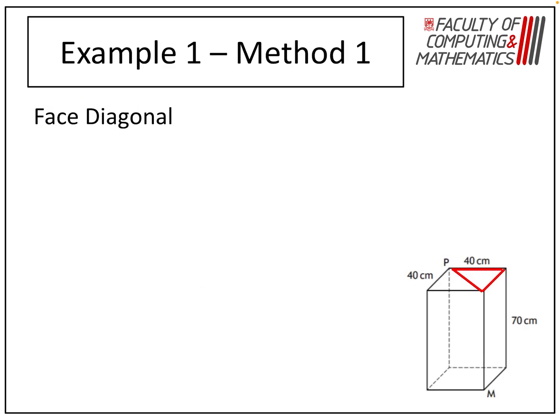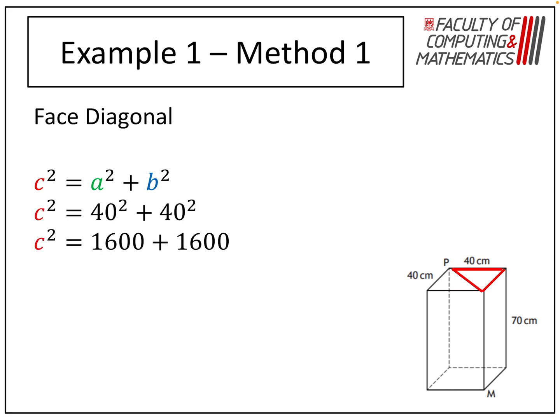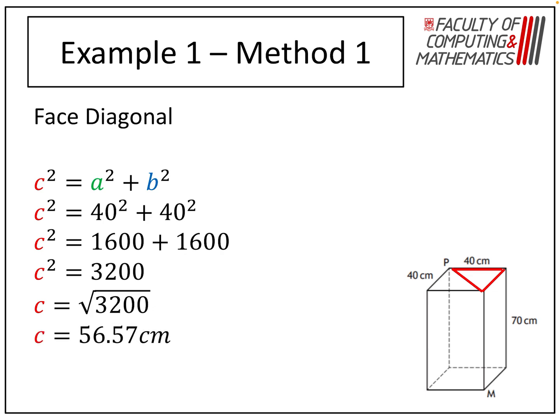So first of all, if we are looking at method 1, that was where we calculate the face diagonal, then the space diagonal. So again, in red, I have highlighted the right angle triangle there that we are looking at. It has two shorter sides of 40 centimetres each. Again, we're looking for the hypotenuse, so a squared plus b squared, 40 squared plus 40 squared, which is going to give us two lots of 1,600, which is 3,200. Square rooting that, you get 56.57 centimetres.